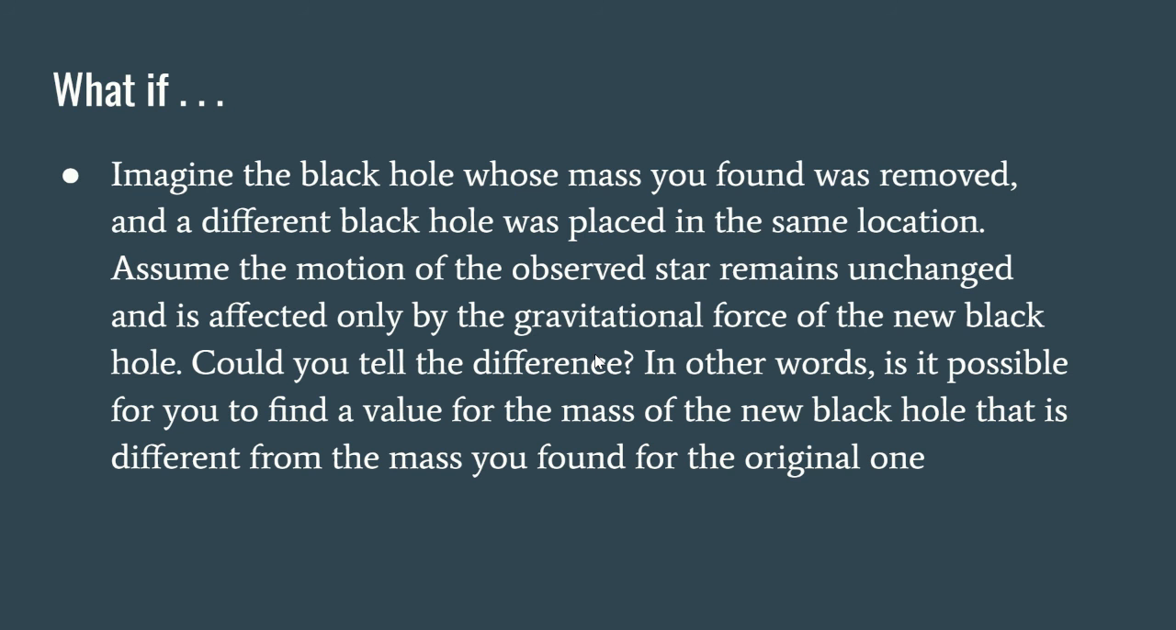So what if, instead of the black hole we currently had, we switched it out with a different black hole, but we kept the position of the black hole the same as well as the path of the star? Would that change the mass? No, it would not, because as we saw earlier, the mass of the black hole was determined based off of the positional vector. So if the path is the same, that means the positional vectors are going to be the same at every point, and thus so is the mass of the black hole.